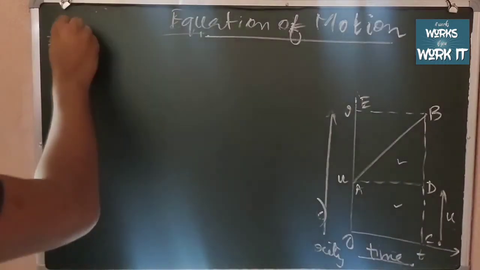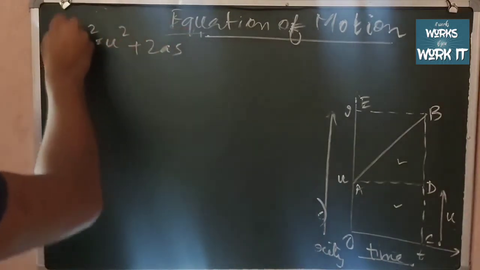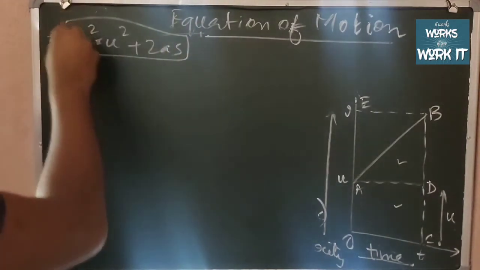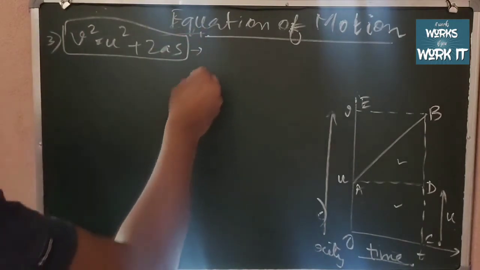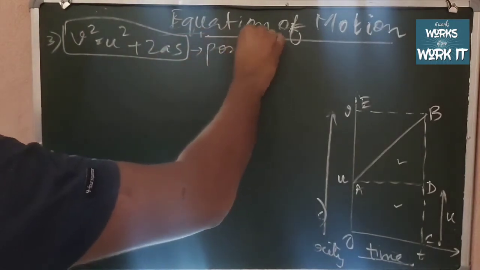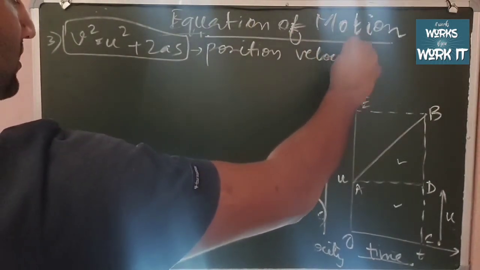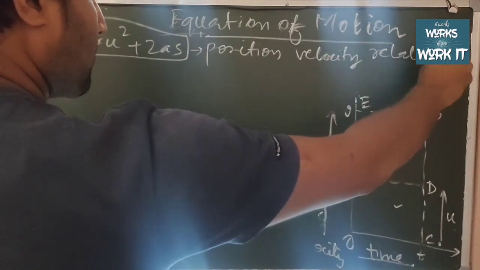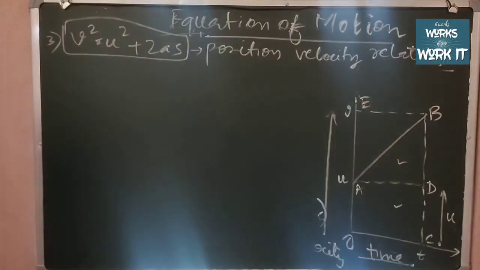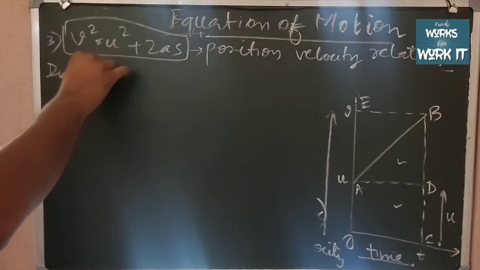Now we will find out the third equation of motion, that is V square equal to U square plus 2AS. That will be our last and final equation. This equation can also be called the position velocity relation. Okay, so using the graph, we have to find out the distance, that is S.